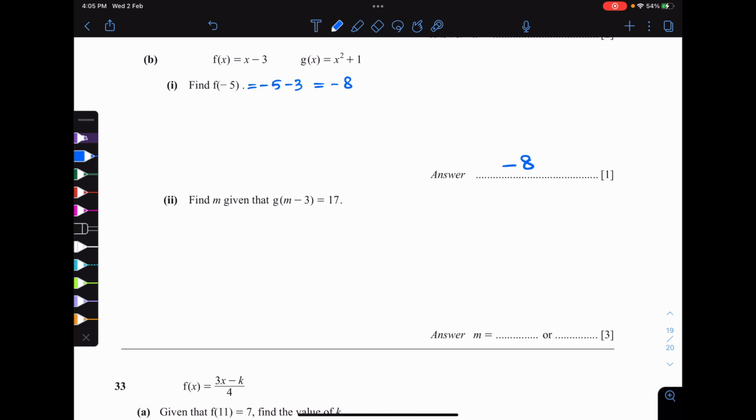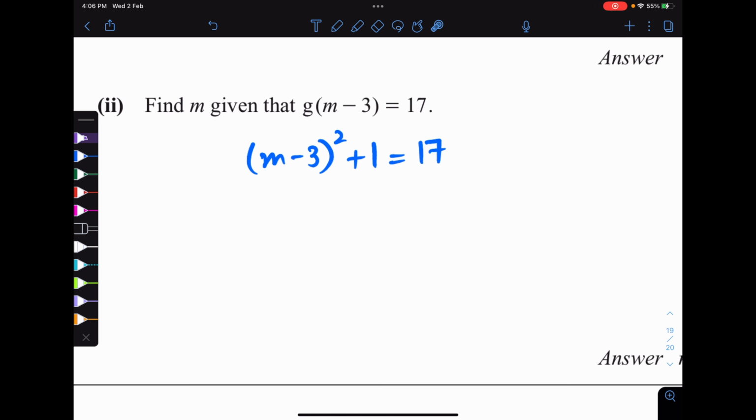Now for the second part, let's see. It's g of m minus 3 is equal to 17. Let's just ignore the right hand side and focus on the left hand side for now. So go to the function g and put x equal to m minus 3. So I'm going to the function g and putting m minus 3 whole squared plus 1, equal to 17 as it is. All I've done is gone to the function g and instead of x I've put m minus 3. So it was x squared plus 1. Now it's m minus 3 whole squared plus 1.